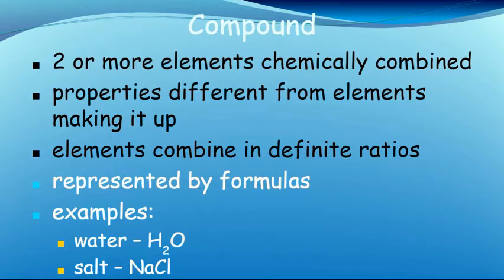We also have compounds. Compounds are two or more elements that are chemically combined. Their properties are different than the elements that make them up. And these elements are put together in such a way that the ratios are definite for that compound. If you change that ratio, change the number of one element or the other, you now have a completely different compound. So for example, salt, down at the bottom, NaCl.